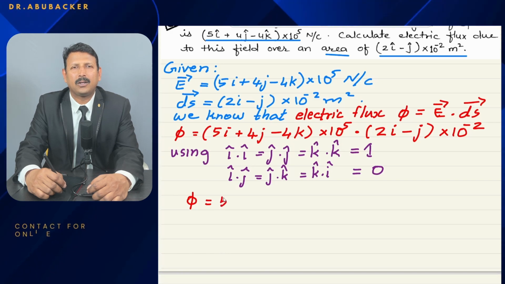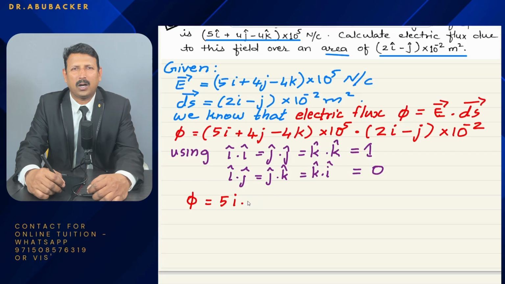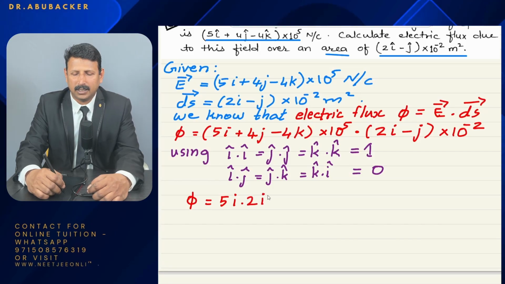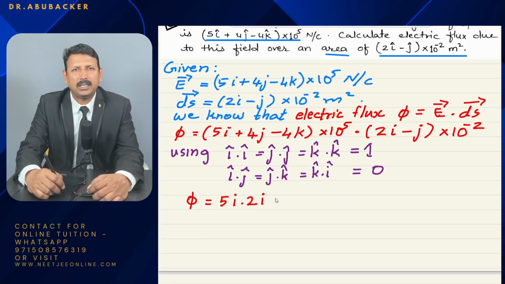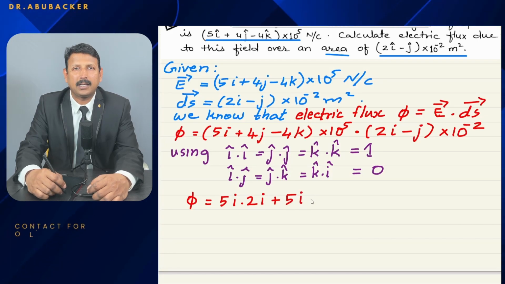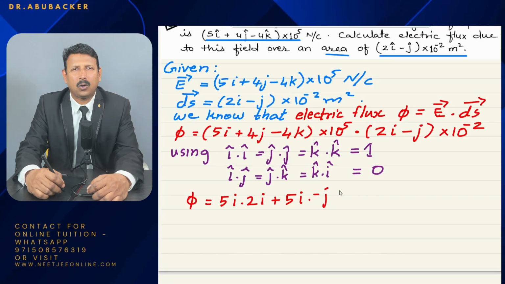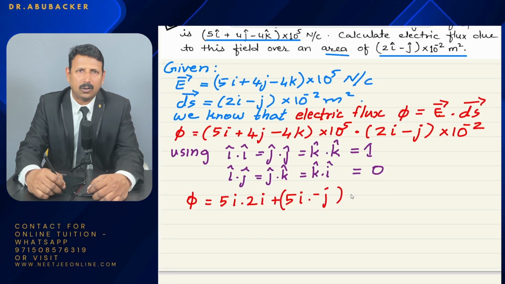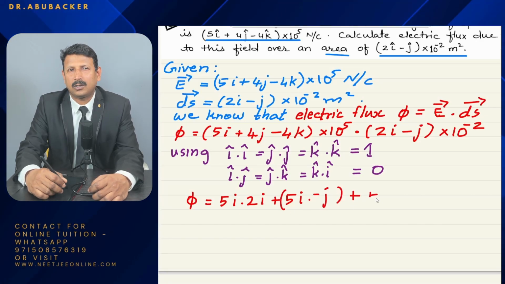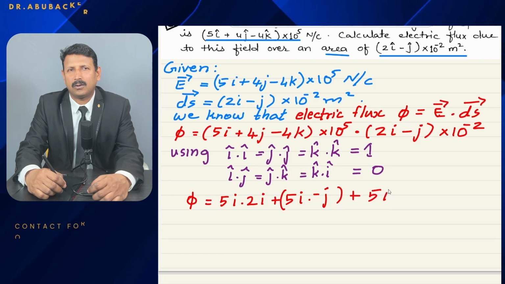So wherever you see a term like i into j or k, or i dot j, j dot k, or k dot i, it is equal to 0. Even the reverse, j dot i, k dot j and i dot k, all will be 0. So only the same dot product exists.